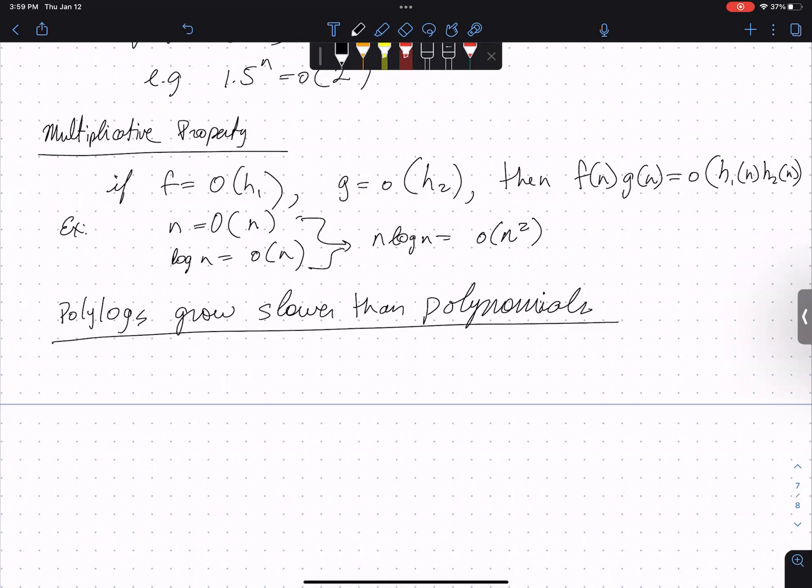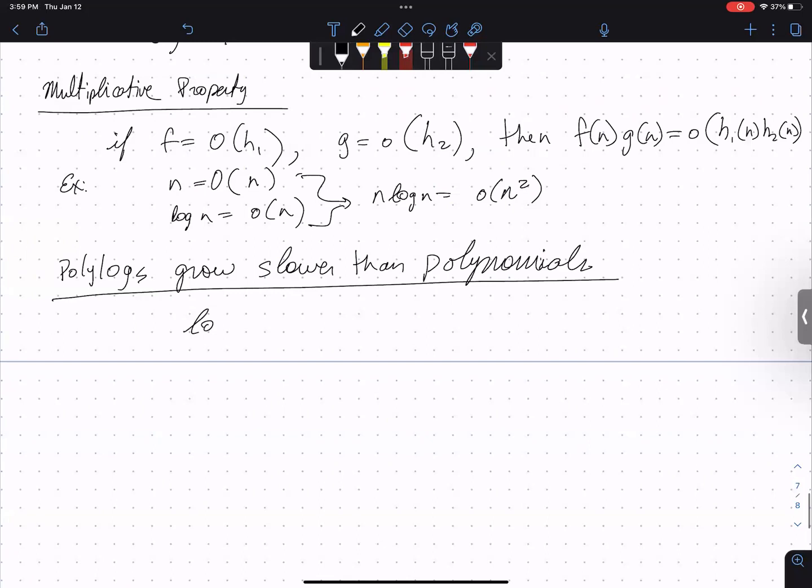So what I mean here, we're going to use some notation. Instead of writing log n to the power of d, we will write log, and we'll put the d here. And this is just equivalent. I'm going to use this notation.